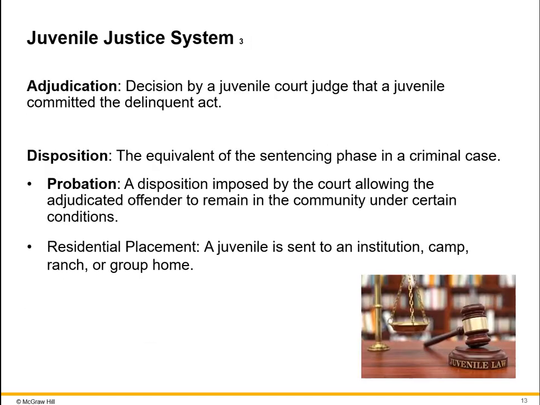As we discussed, a juvenile court judge's decision to find that the juvenile committed the delinquent act is an adjudication, and in adult court, we would call that a conviction. Disposition is equivalent to sentencing in criminal cases. Most of us know that probation allows someone to remain in the community under certain conditions. Residential placement is another tool that the juvenile justice system uses. It can place the youth in a juvenile institution, camp, ranch, or group home.